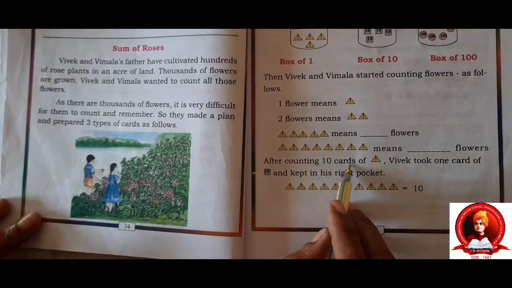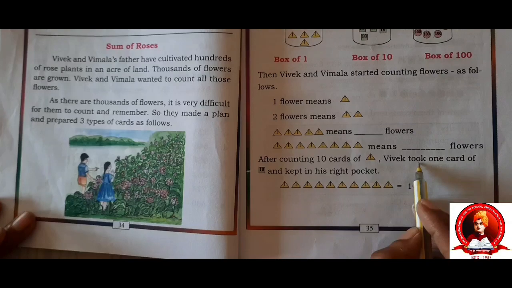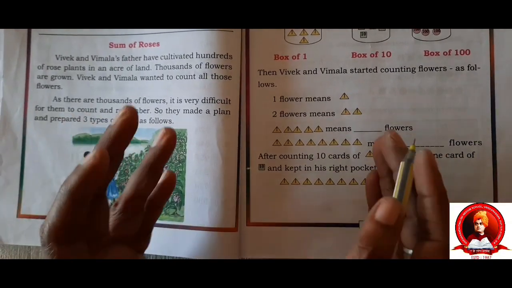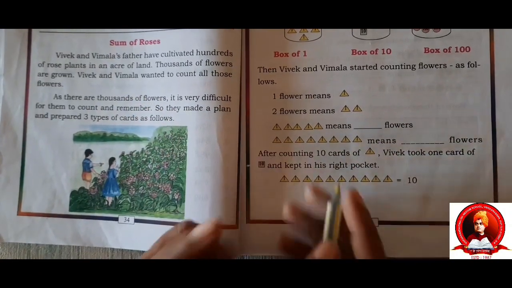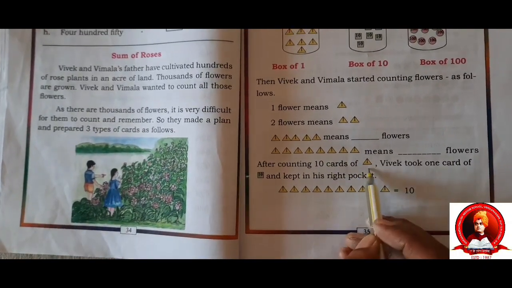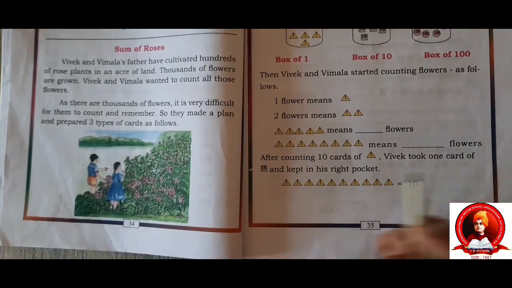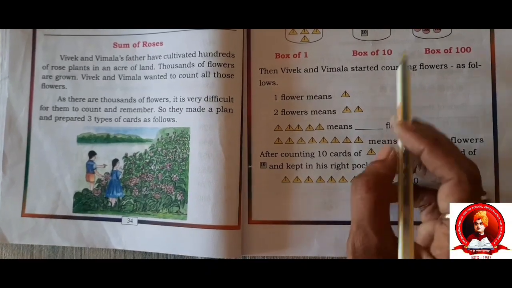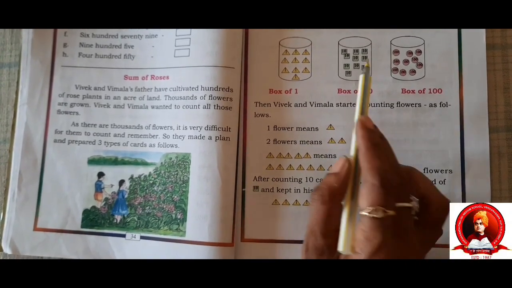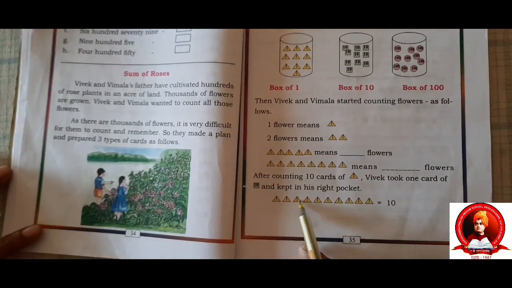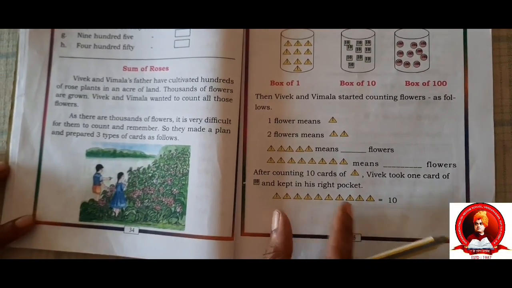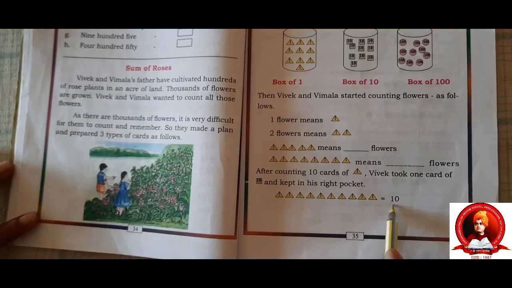After counting 10 cards of 1, Vivek took 1 card of 10, because you know, when we find 10 units, it means 1 ten. Right. So after counting 10 cards of 1, Vivek took 1 card of 10. Then he kept it in his right pocket. Then later he is going to put it here. Next, see here, 1, 2, 3, 4, 5, 6, 7, 8, 9, 10. Once 10 cards means 10 equal to 10.